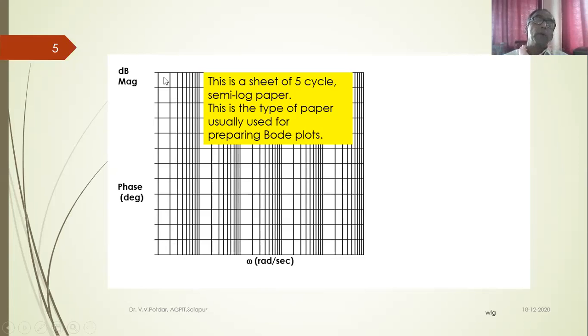So in my Bode plots, I use this semi-log paper. One half of this semi-log paper I use for the magnitude plot, magnitude versus angular frequency omega. And the second half of the graph I use for phase angle versus omega on a logarithmic scale. So these two plots, the magnitude plot and the phase angle plot together, are called Bode plots.